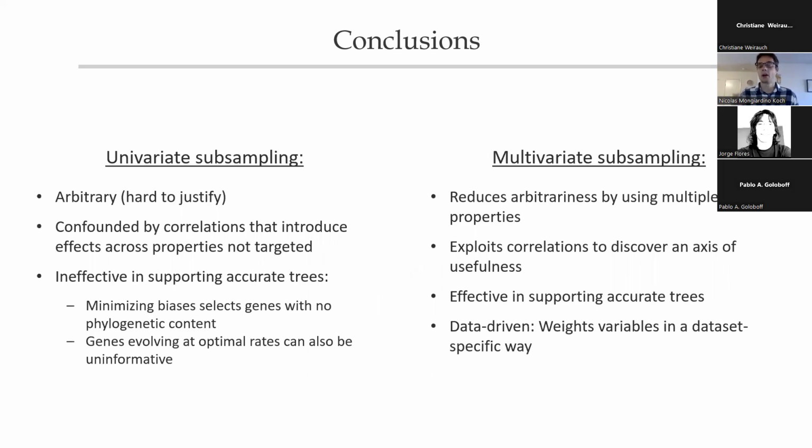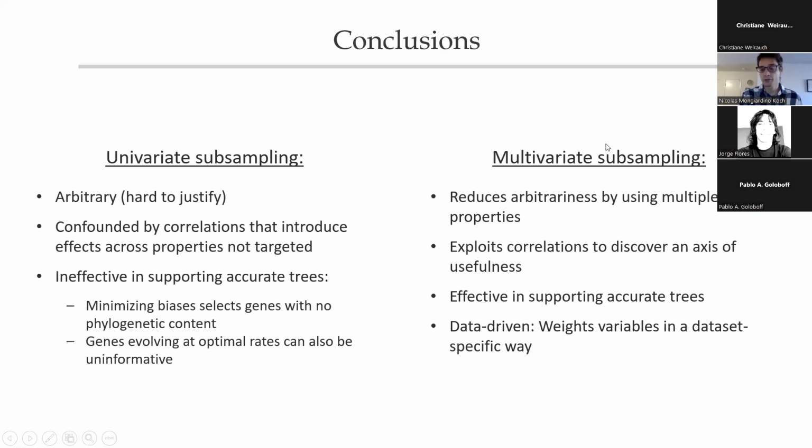Univariate subsampling methods that are the ones used by most people still today are to some extent arbitrary. It's hard to justify why one would go, for example, with maximizing signal versus minimizing biases. They're confounded by correlations that introduce effects across properties that are not directly targeted. So by not accounting for the multivariate nature of the problem, we're unaware that we're maybe introducing problems on other properties that are not the ones that are targeted. But they're also largely ineffective in supporting accurate trees. Minimizing biases, like we showed, selects genes that have almost no phylogenetic content. And even genes that evolve at optimal rates can also be uninformative due to other reasons.